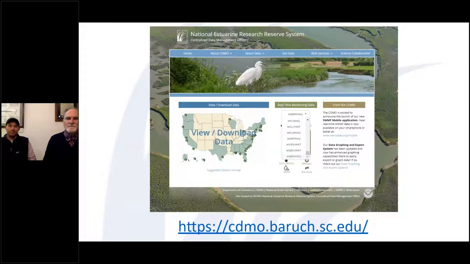Our system-wide monitoring program data are managed and served by the NERRS Centralized Data Management Office, or CDMO. The CDMO ensures that our NERRS data have a high level of quality assurance and are easily accessible on a public website. If you go to the CDMO website, whose link you can see at the bottom of the slide, you'll see that CDMO also helpfully provides web-based graphing applications to help with interpretation and analysis of SWMP data.